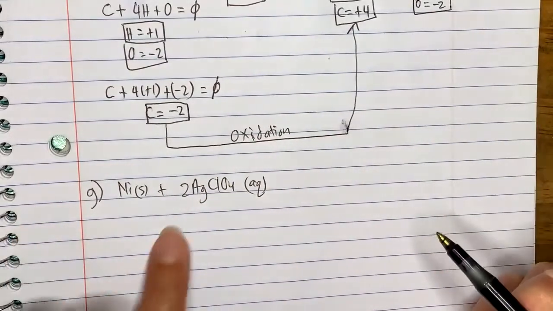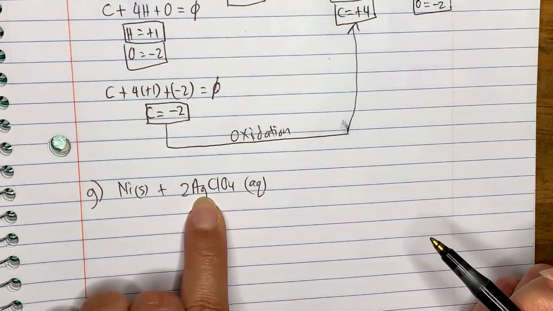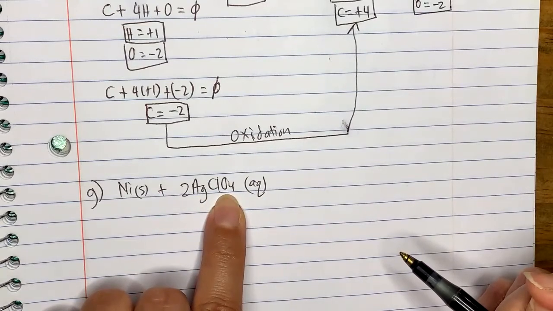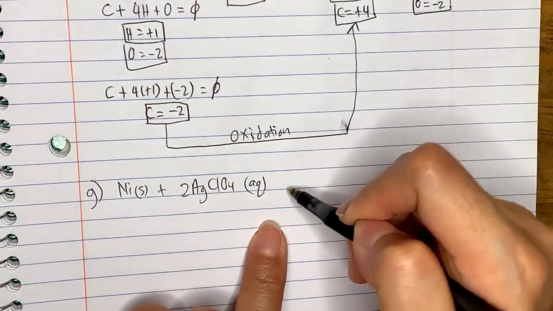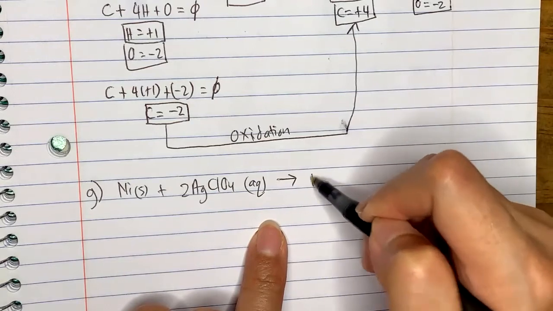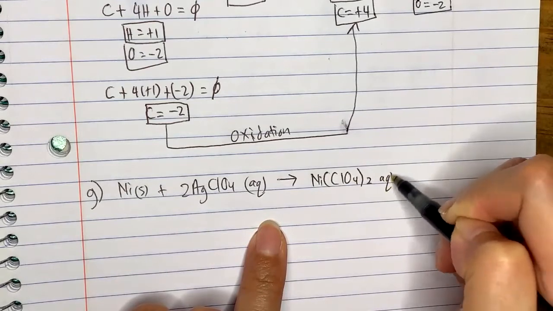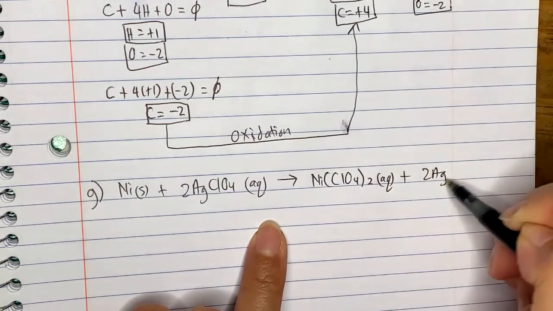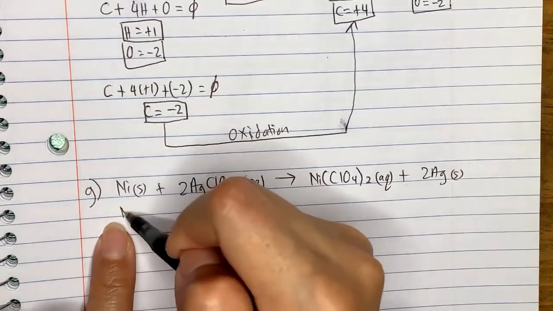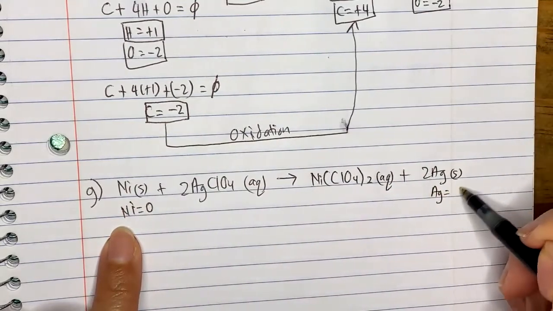2AgClO4 aq. You need to start remembering what the names of these guys are. You know the name of this guy? Silver doesn't change, so you don't need a Roman numeral. It's silver perchlorate. And then you have nickel 2 perchlorate. Plus silver. Okay, so this one is 0. Nickel is 0. Silver is 0.